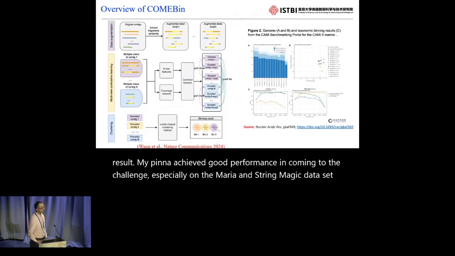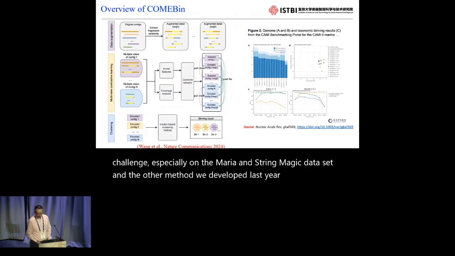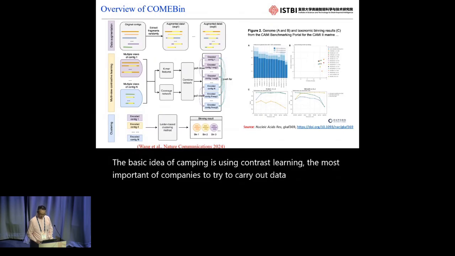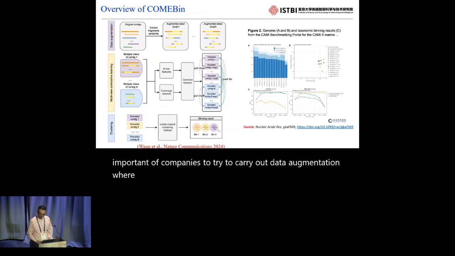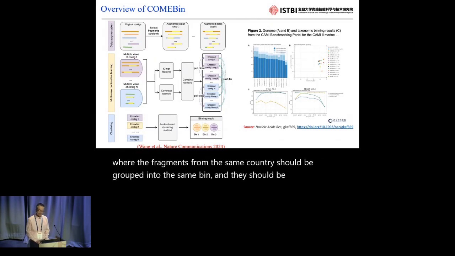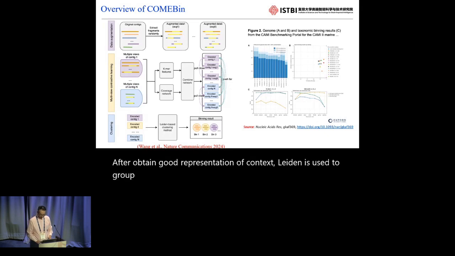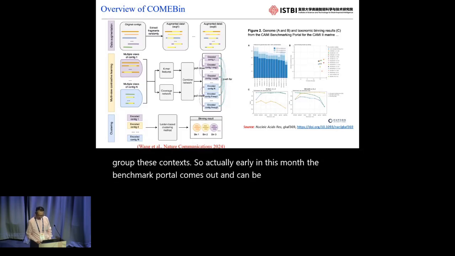And the other method we developed last year is COMEBin. The basic idea of COMEBin is using contrastive learning. The most important part of COMEBin is data augmentation, where the fragments from the same contig should be grouped into the same bin, and they should be positive pairs in the contrastive learning. After obtaining a good representation of contigs, the latent space is used to group these contigs. So actually, early this month, the CAMI benchmark portal came out, and COMEBin achieved first place in the Marine dataset.